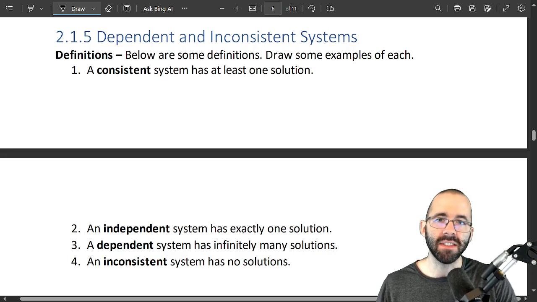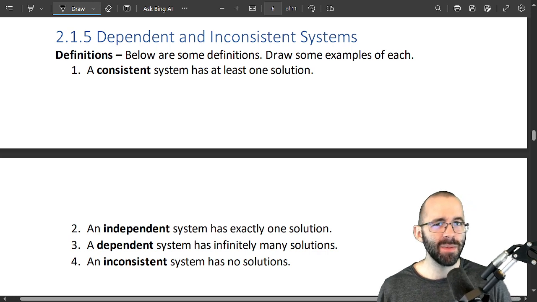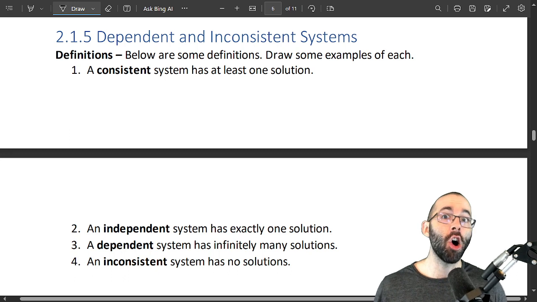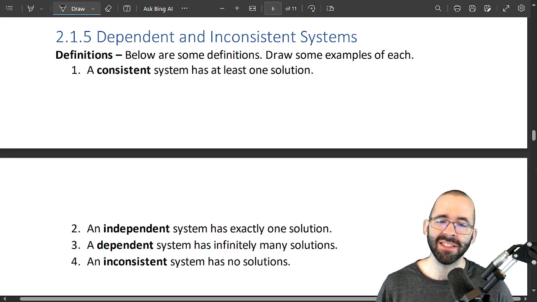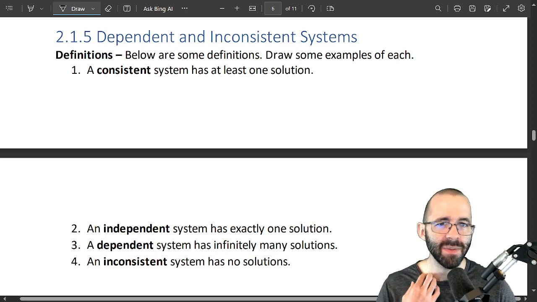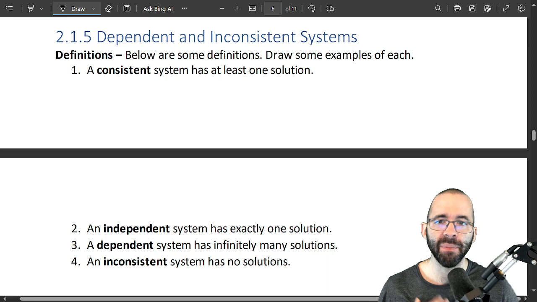So far, we've been solving systems where everything's all hunky-dory. Everything's fine. Everything's happy. We're going to talk about some ways that things can look a little odd. Okay. So we have some definitions. These aren't super important, but just have them if you need to refer to them.